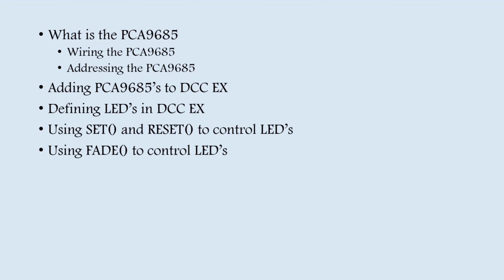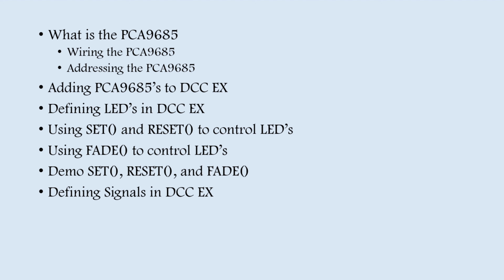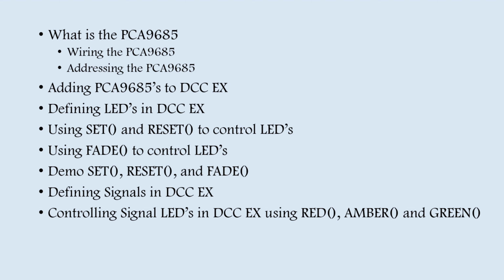And then we'll talk about fading, being able to fade the brightness of LEDs. Then we'll give a demo. We'll show the set, reset, and fade commands all in use. And then we'll come back to the Arduino IDE showing how to define signals in DCC-EX. We'll be looking at 2 and 3 aspect lighted signals, how to control them using the red, amber, and green commands in DCC-EX. And then once again, we'll give a demo. This time we'll actually show a train going through a block detection area and changing the colors for a signal.